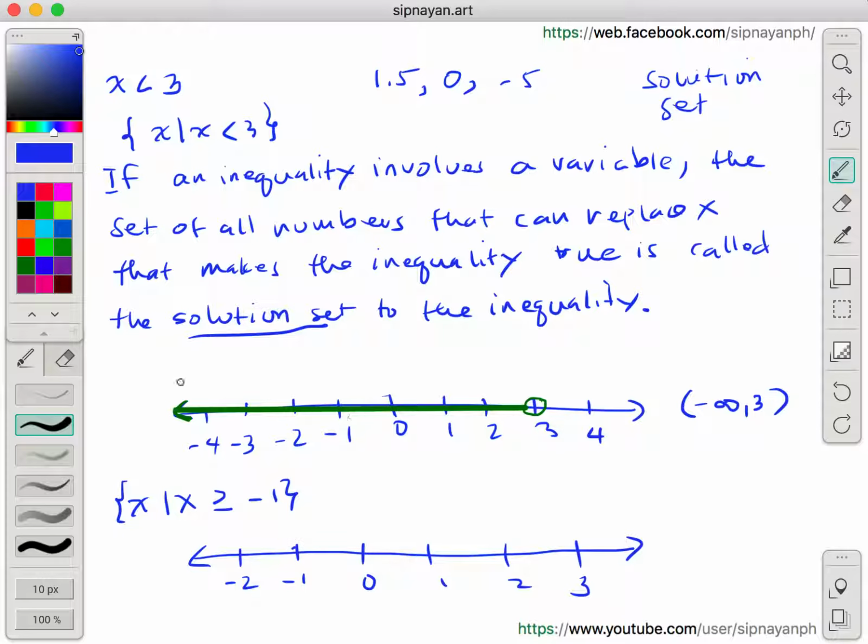So, using this notation, lalagyan natin ng bilog, this time solid. Dito empty pag hindi siya kasama, pag less than lang. Pero pag may equal siya, kasama siya. And all the numbers greater than negative 1, papunta dito. So, we can use again the line tool here and graph. Yan yung graph niya.